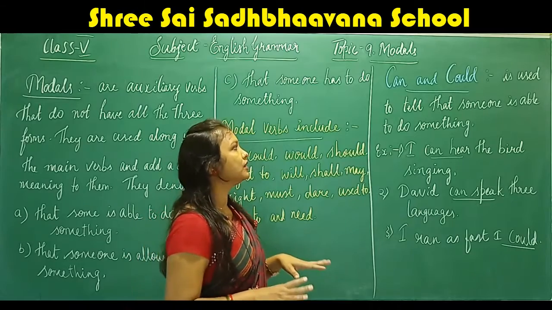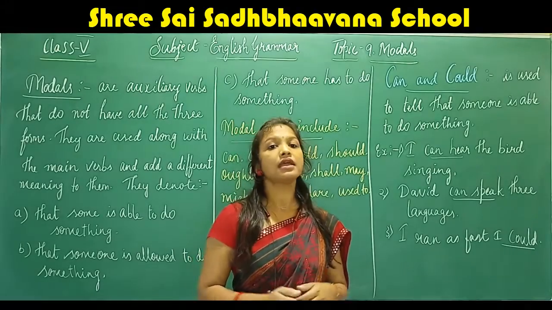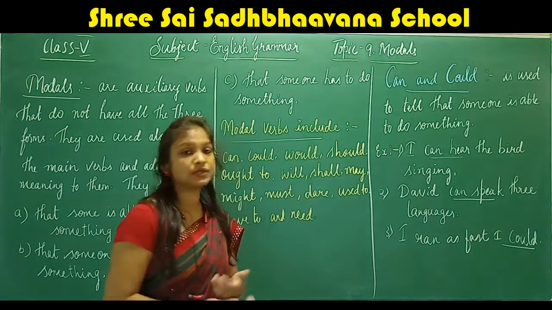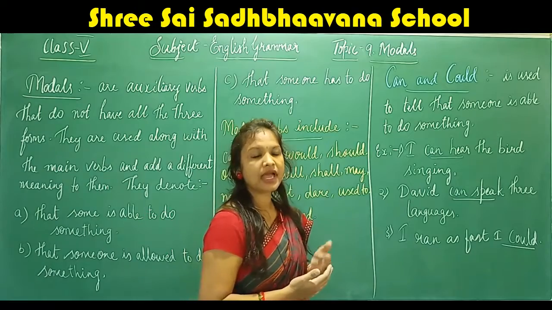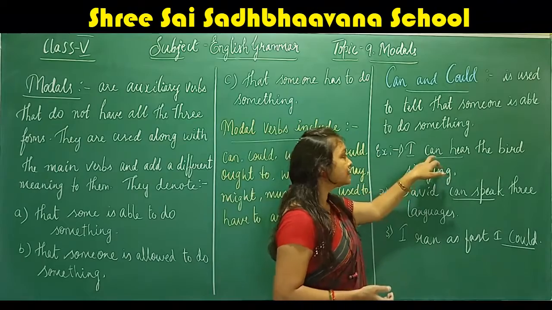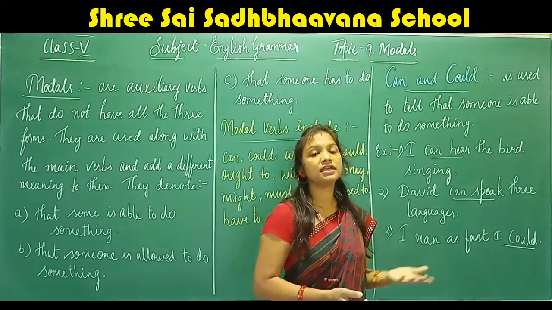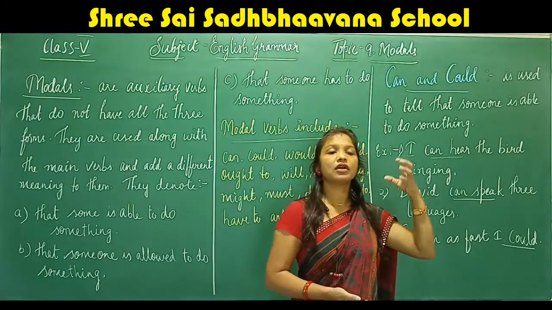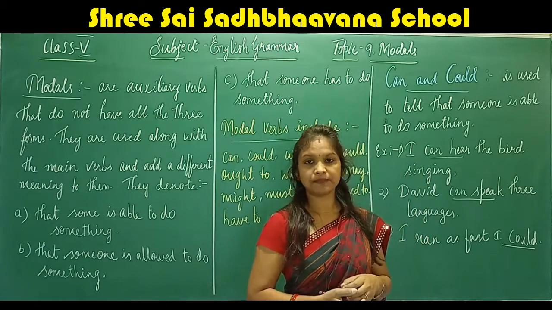Now first we will learn can and could. Here can and could are used to tell that someone is able to do something. For example, I can hear the bird singing. Here, can talks about the capacity, what he is able to do. What is the person able to do here? I can hear the bird singing. I am able to hear the bird singing.